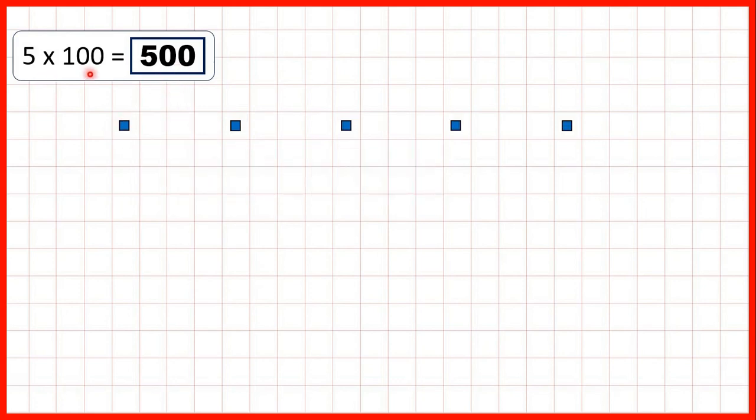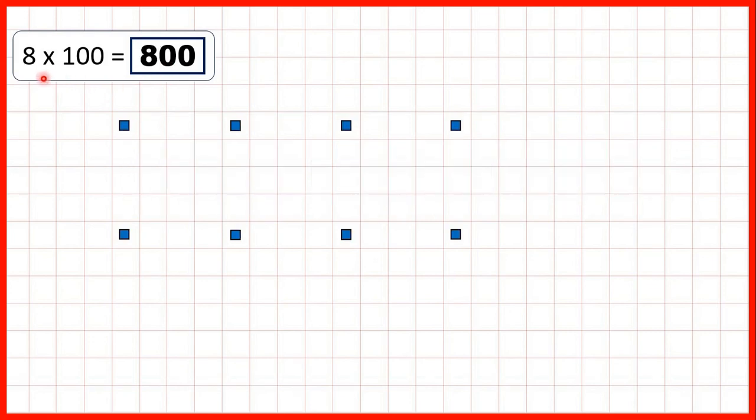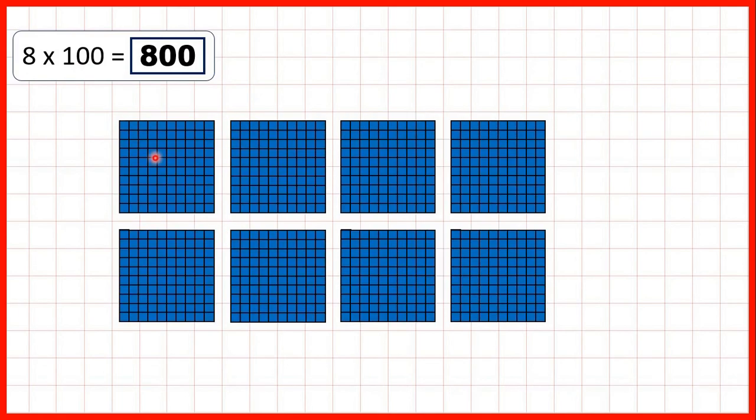For 5 times 100, we can do the same thing to get 500, and for 8 times 100, we can show 8 1 counters, but if we multiply by 100, we get 800.